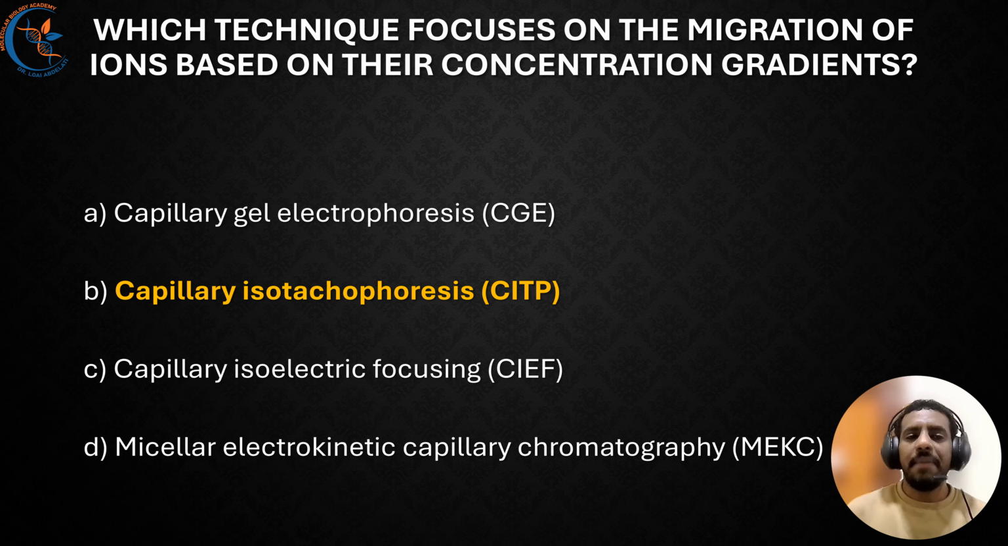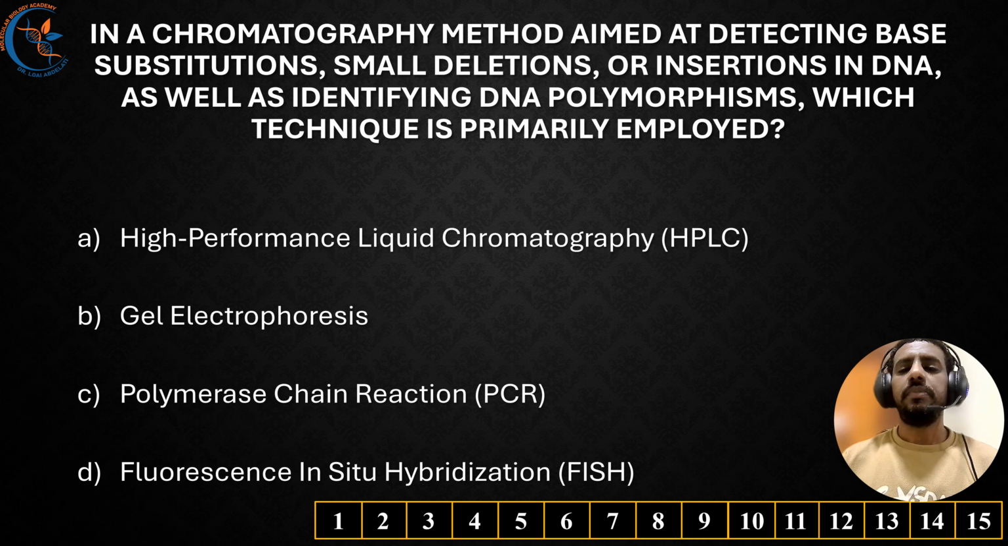Actually, capillary isotachophoresis separates ions based on their electrophoretic mobility within a concentration gradient. So this technique ensures efficient separation of charged species by allowing each ion to migrate at a uniform velocity within a respective zone. All right, let's move on. All right, next question here.